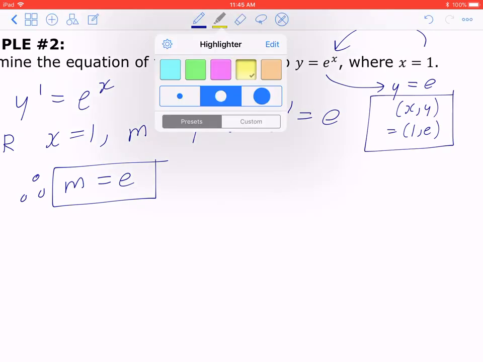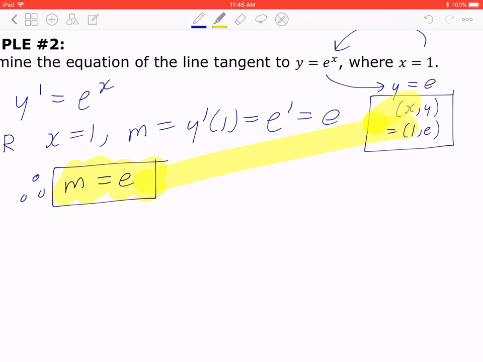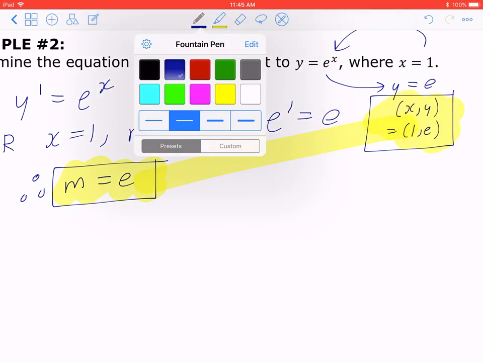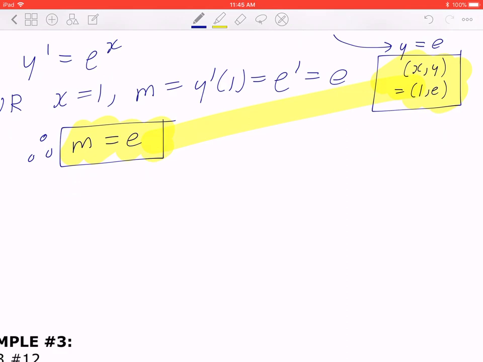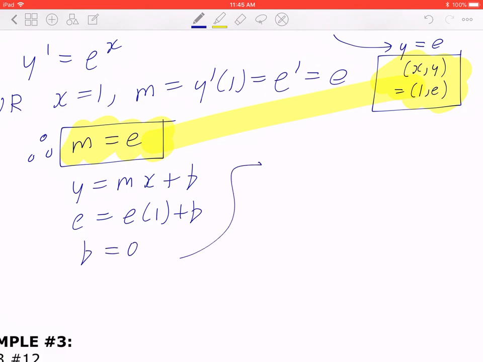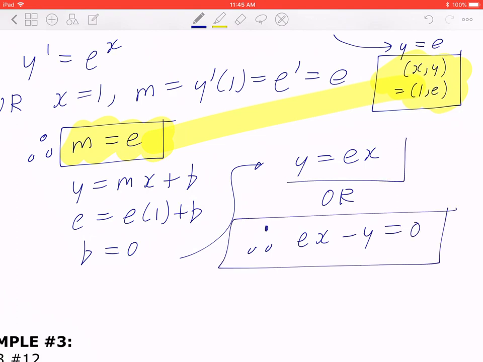And the fact that you have both the slope and the point, the rest, you've done this many times. So y equals mx plus b, e equals e times 1 plus b, b becomes 0, which means y equals e times x. Or if you put this in standard form, you're going to bring everything to one side, set this to 0, so ex minus y equals 0, just like that, or like that.